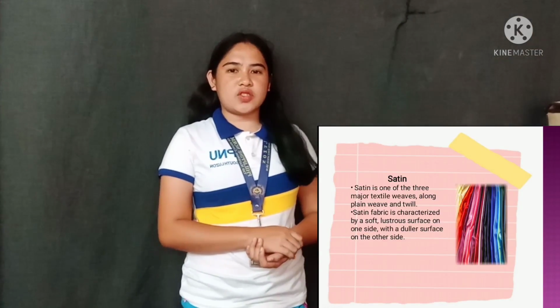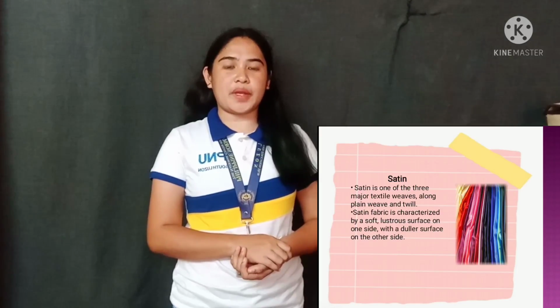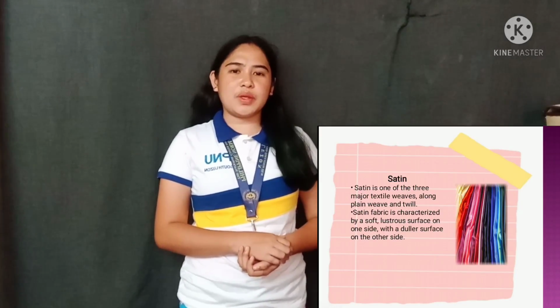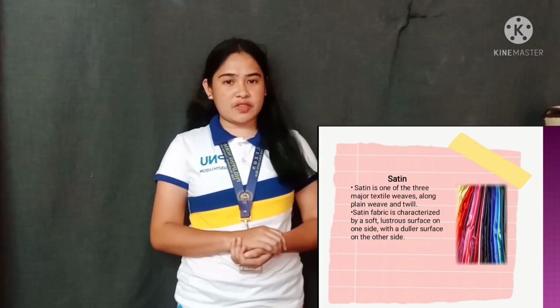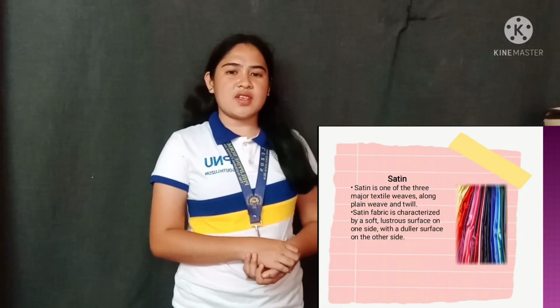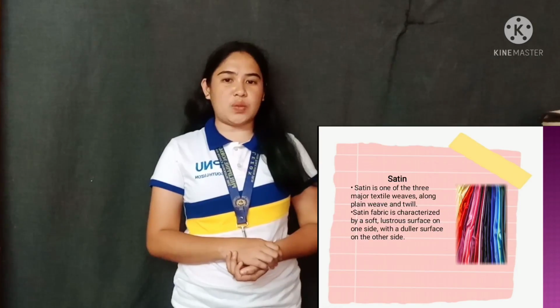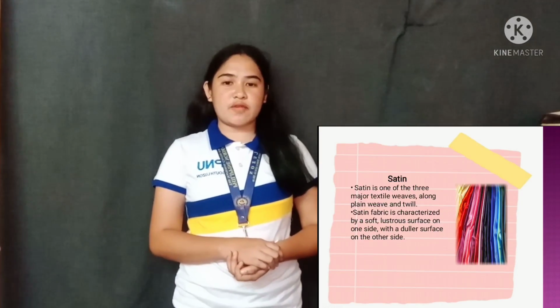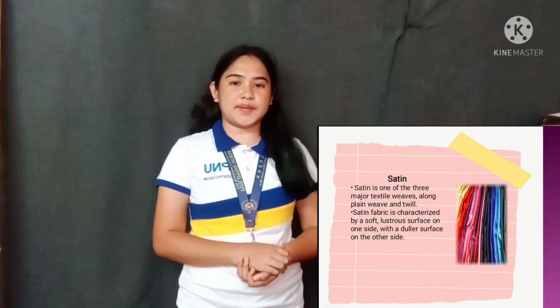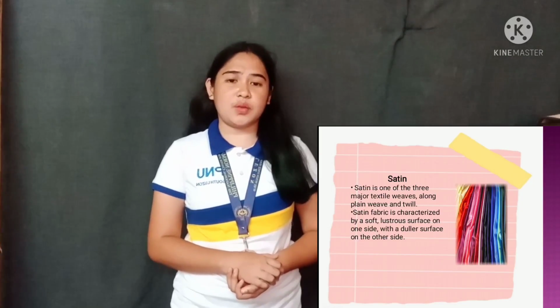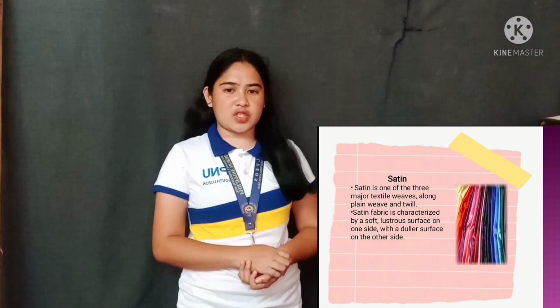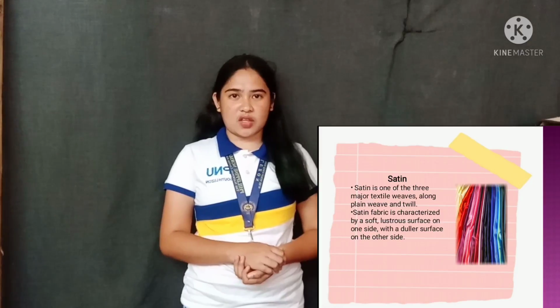Satin is also one of the three major textile weaves, along with plain weave and twill. The satin weave creates an elastic, shiny, soft fabric with a beautiful drape. Satin fabric is characterized by a soft, lustrous surface on one side, with a duller surface on the other side. This is a result of the satin weaving technique, and there are many variations on what defines a satin weave.